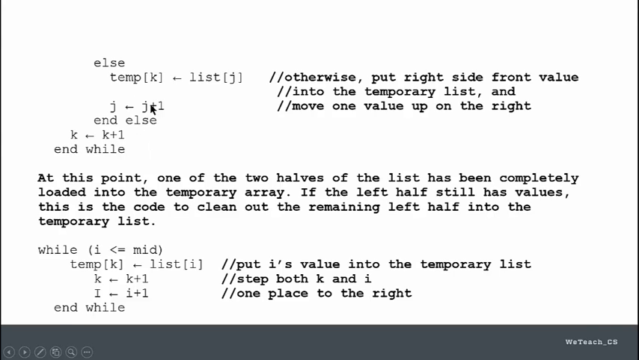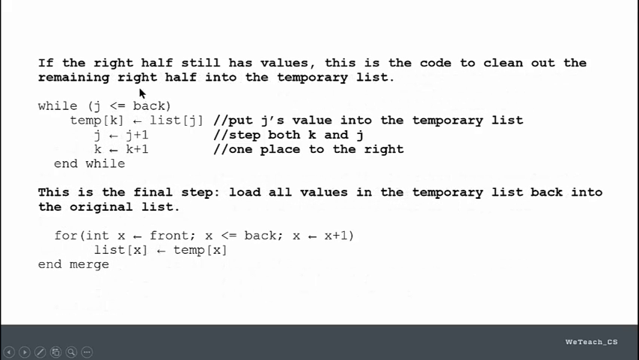When this process is finished, that means that one of the two sides is completely empty. There's still stuff in the other one though. So we have to clean up. This will clean up the left side, and this will clean up the right side. Study that part very carefully so that you completely understand what's going on there. Finally, all of the values in the temporary list are dumped into the original list, and we finally have a sorted array.